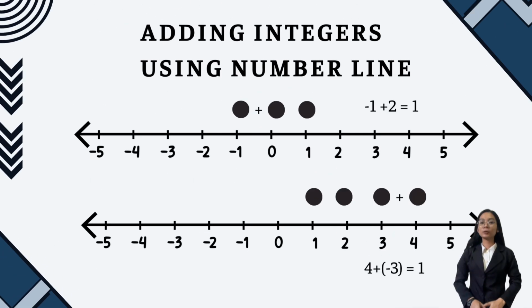Now class, let's look at the second example. 4 plus -3 is equal to 1. Again, we start at the first number, which is 4. This time, we are adding a negative number, which is -3. So the rule here is adding a negative means moving to the left on the number line. We move 3 steps to the left from +4. The first step is to +3, the second is to 2, and the third one is +1. So the answer is, correct, +1.